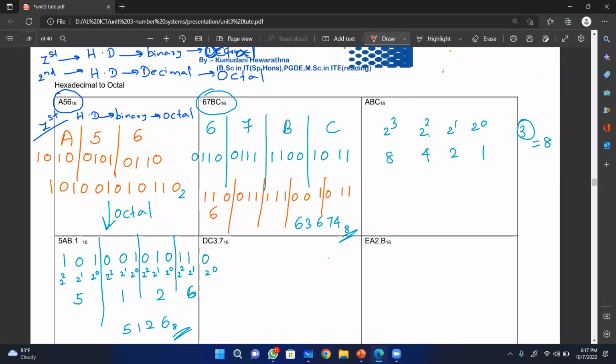Madam, 4C 0 0. 4C should be 1100. C is 1100.